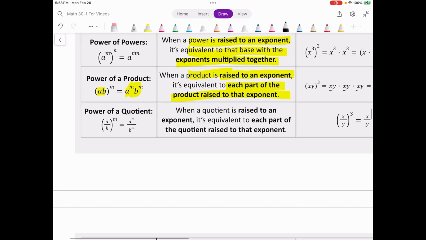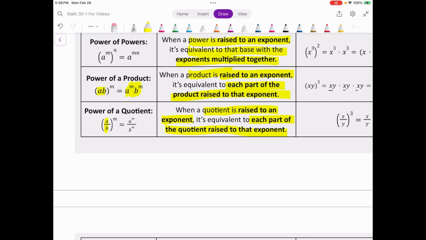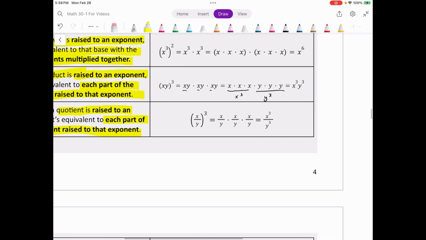Power of a quotient, very similar to power of a product, except it's a quotient. We're dividing instead of multiplying. So it just says a over b to the power of m is the same as a to the m over b to the m. So when a quotient is raised to an exponent, it's equivalent to each part of the quotient, numerator and denominator, raised to that exponent. Again, makes sense.